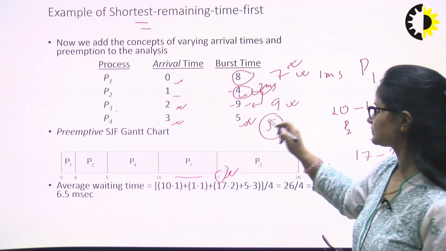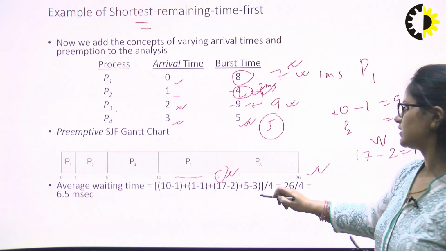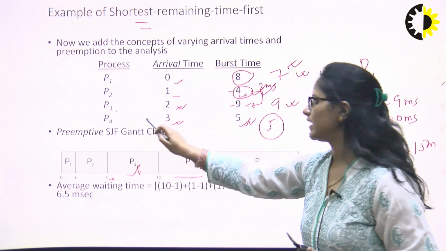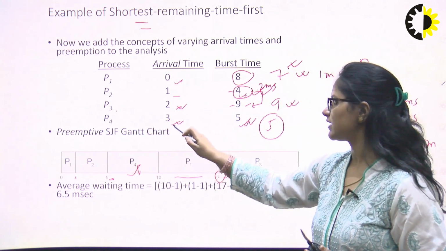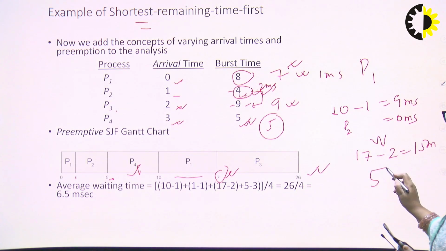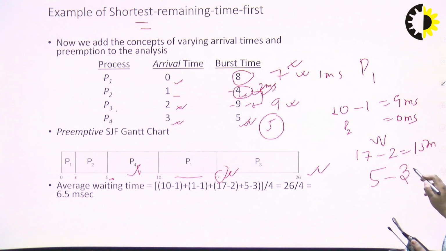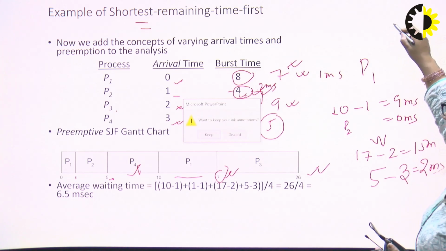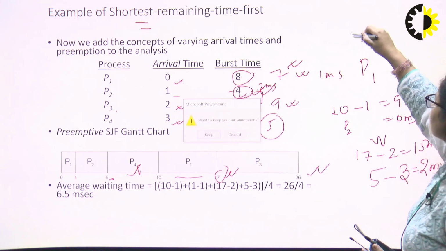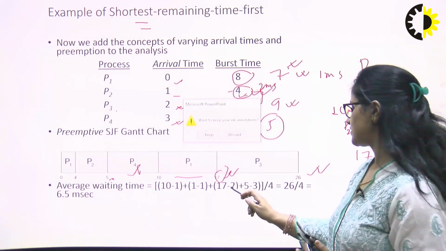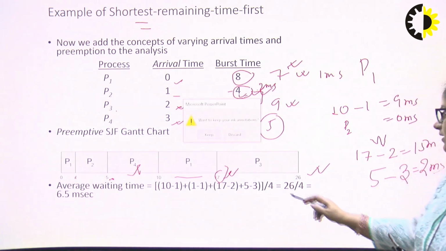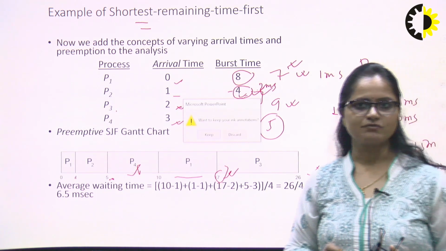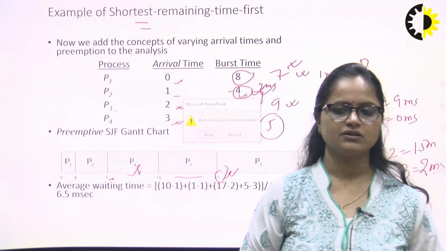And the last one, which one is it? It is P4, which got the CPU at 5 milliseconds, and it arrived at 3 milliseconds. So we can see 2 milliseconds is the waiting time. So now we calculate 9 plus 0 plus 15 plus 2, divided by the 4 processes we do have. So 26 by 4, and that is 6.5 milliseconds. We can see here is the average waiting time.